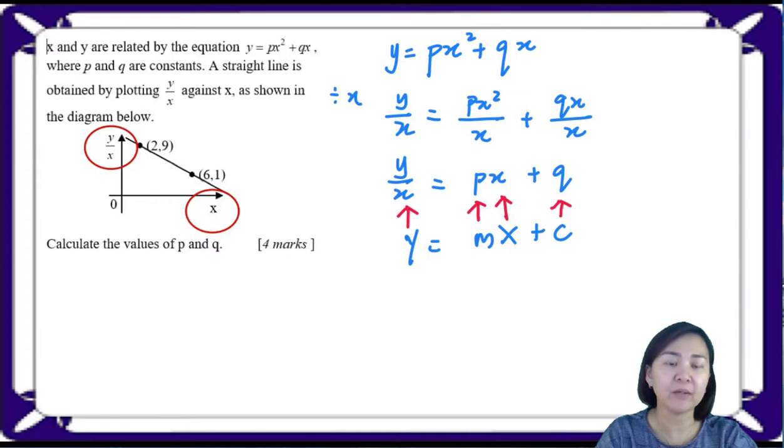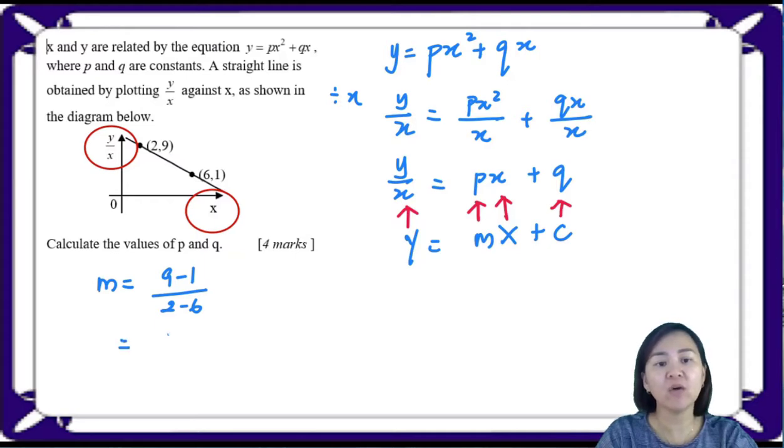To get the value of m, which is the gradient, we can get it from the given 2 points in the diagram. Remember the formula to find the gradient of a straight line? To find m, we must use y2 minus y1 over x2 minus x1, which is 9 minus 1 over 2 minus 6. So we can get our value of m, which is equal to 8 over negative 4, which is equal to negative 2. m is equal to p.